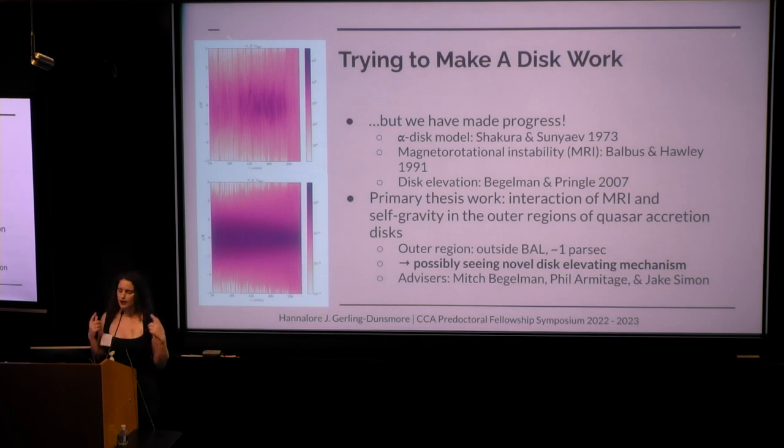And then finally, disk elevation has been proposed as a way to help keep these disks stable by Begelman and Pringle in 2007. And my primary thesis work is on the interaction of the MRI and self-gravity in the outer regions of a quasar disk. And I promise you will see why this is relevant in a few moments. And we are possibly seeing a novel disk elevating mechanism, but it's maybe not quite enough to suppress that fragmentation. And I do that work with Mitch Begelman, Phil Armitage, and Jake Simon.